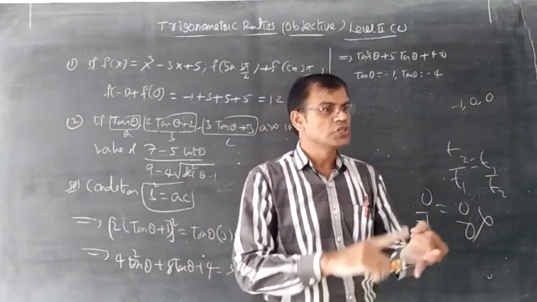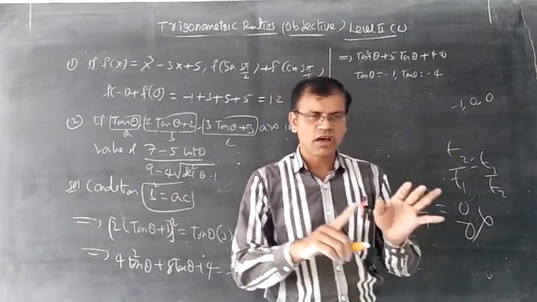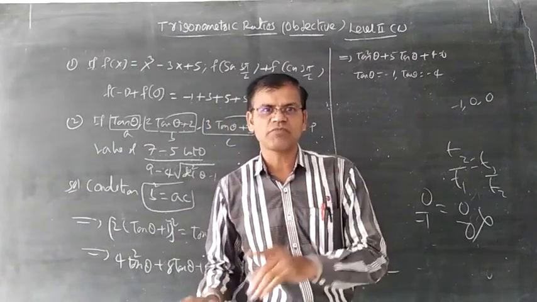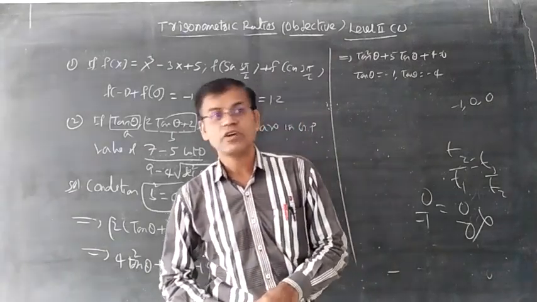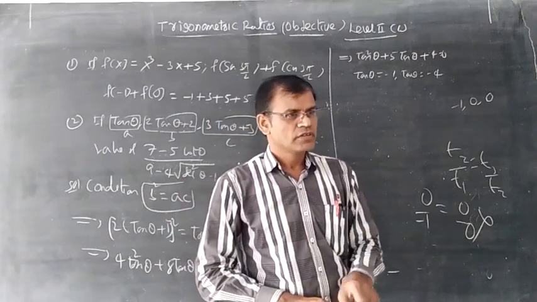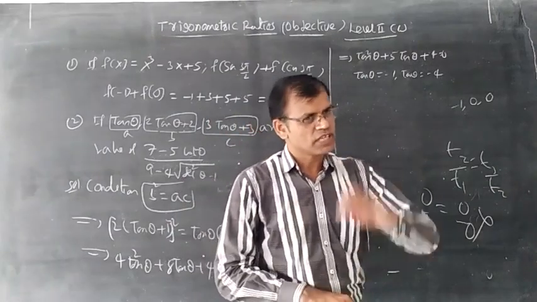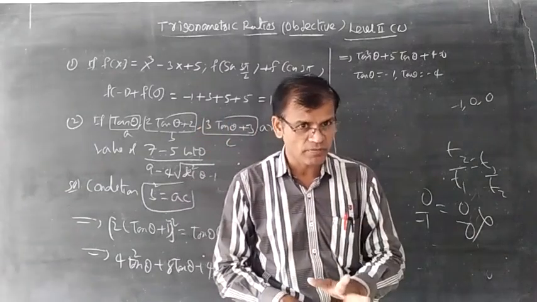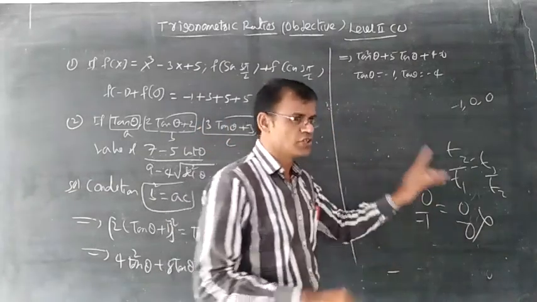0 by 0, 0 power of 0, like these are all wrong calculations. If any student or any staff member asks you about the value of 0 power 0 or 0 by 0, he is bluffing you. It is absolutely wrong. 0 power 0 is an indeterminate form. 0 by 0 is an indeterminate form.